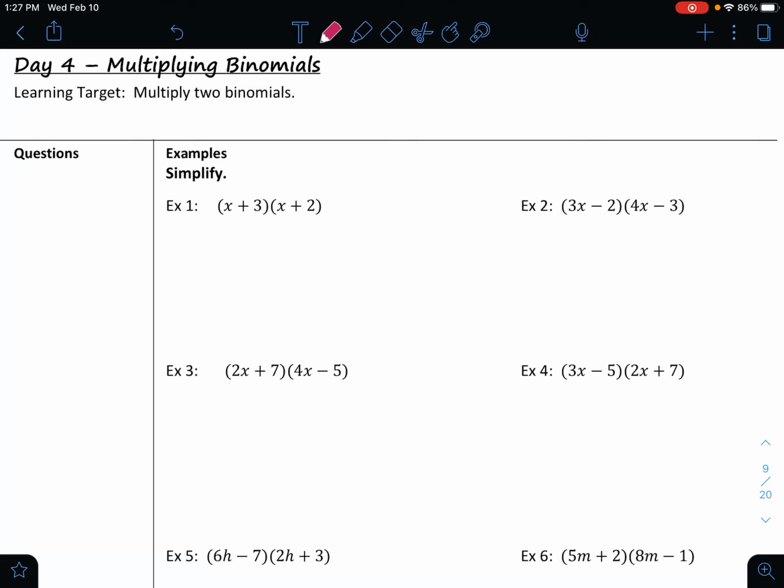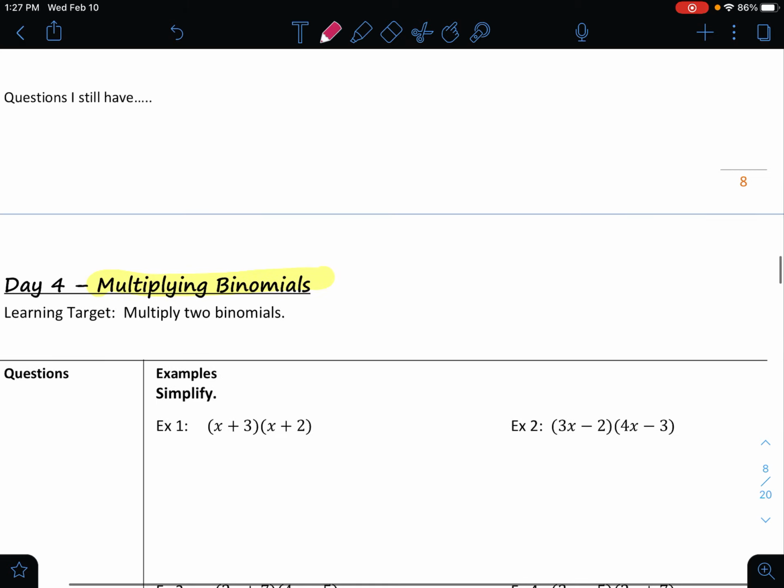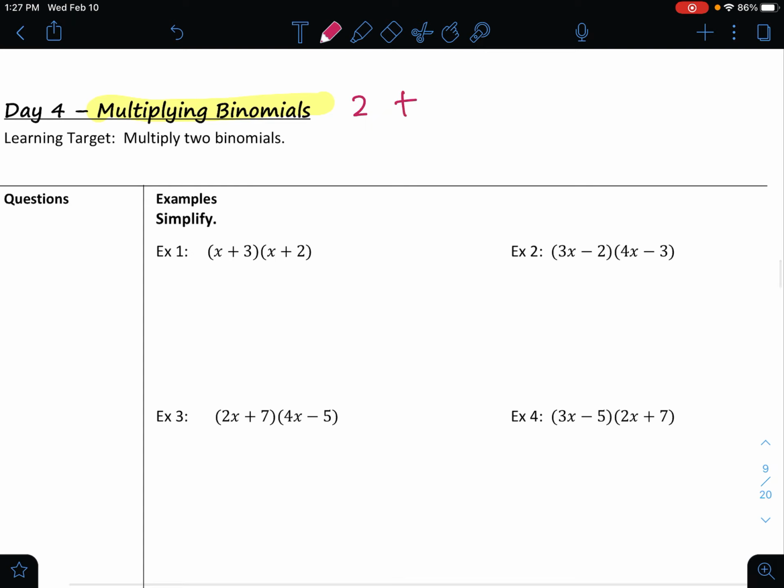All right, let's move on to day 4. And today's topic is called multiplying binomials. So if you recall from the beginning of the unit, a binomial has two terms. And so if you look at our examples here, all of our examples have two terms. So x plus 3 is a binomial, x plus 2 is a different binomial, and we're multiplying those two together.